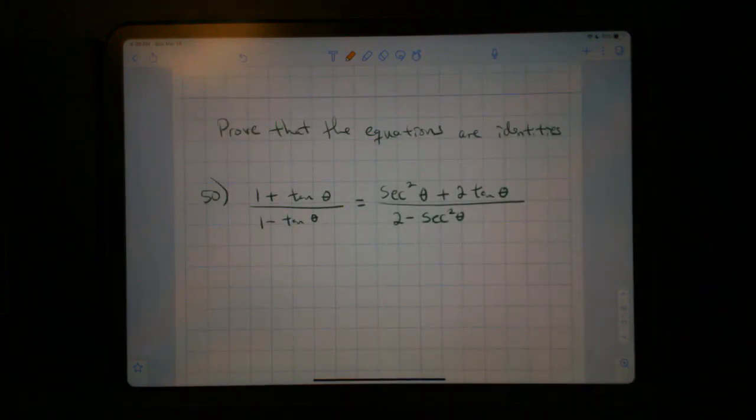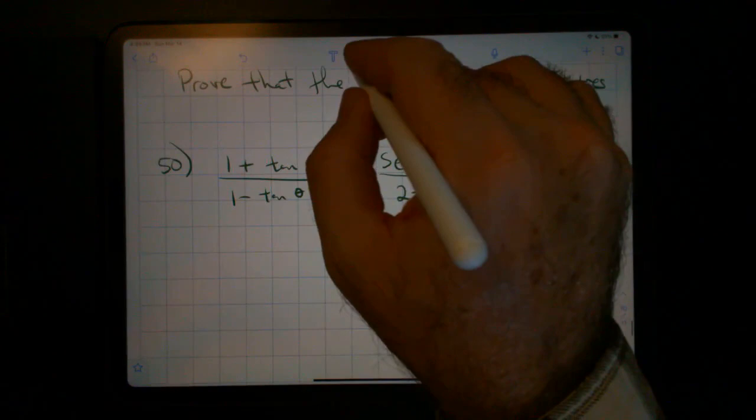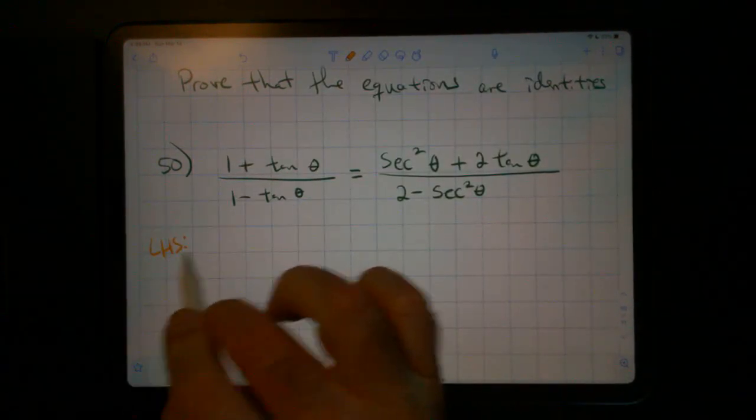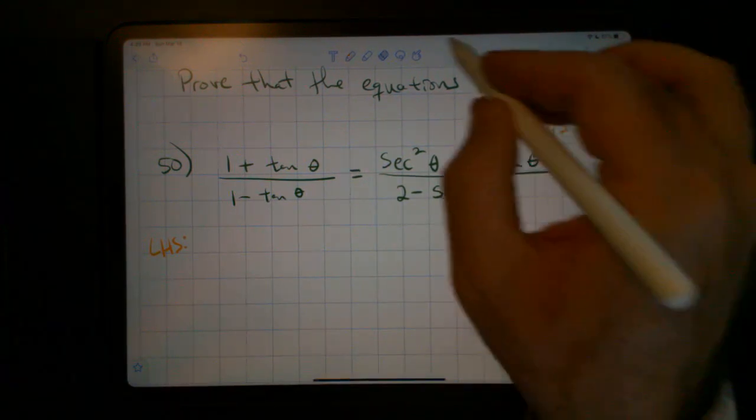How about a proof that the equations are identities? So this gets into the area of 47 through 54. And on these, I would recommend breaking it all up into sines and cosines and adding fractions with similar denominators. Okay, so we have the left-hand side. LHS stands for left-hand side, and RHS stands for the right-hand side.